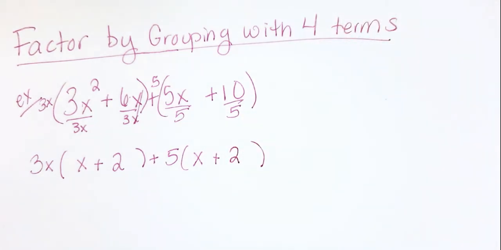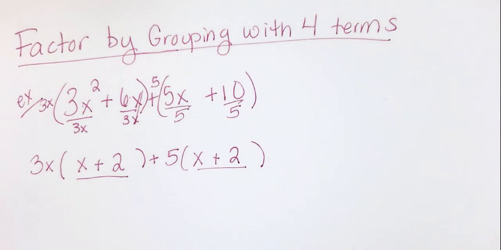Now I know we're on the right track because what we have here in the parentheses are the same. And if we are doing factor by grouping, that has to happen. These parentheses have to match. If they don't match, you need to go back and reevaluate and check everything because something did not work out right. Okay? Now that we see that those match, that is now our new GCF.